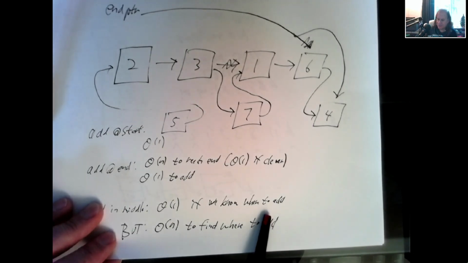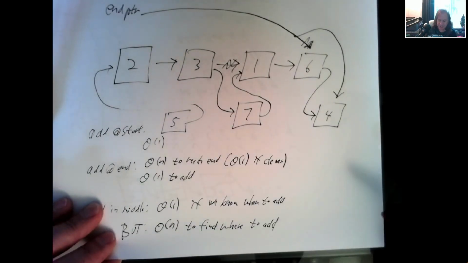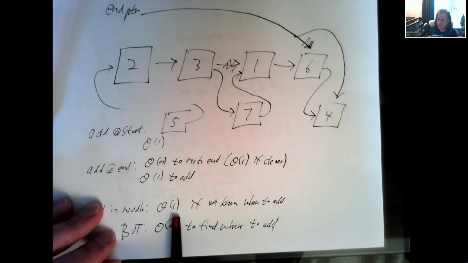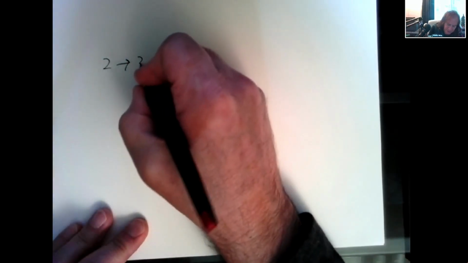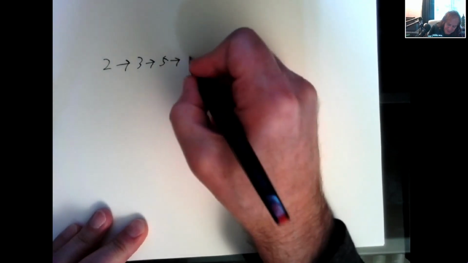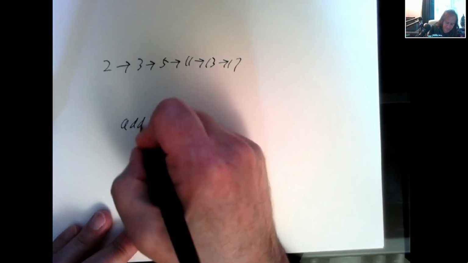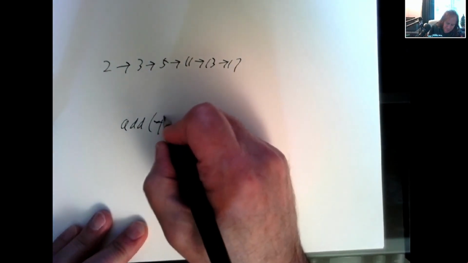So later on we'll figure out how to quickly get to where we want to insert, so that if our list is sorted, we can add a new piece of data and keep our list sorted. And that's going to look something like this. Say we have 2, 3, 5, 11, 13, 17, and we want to add 7.